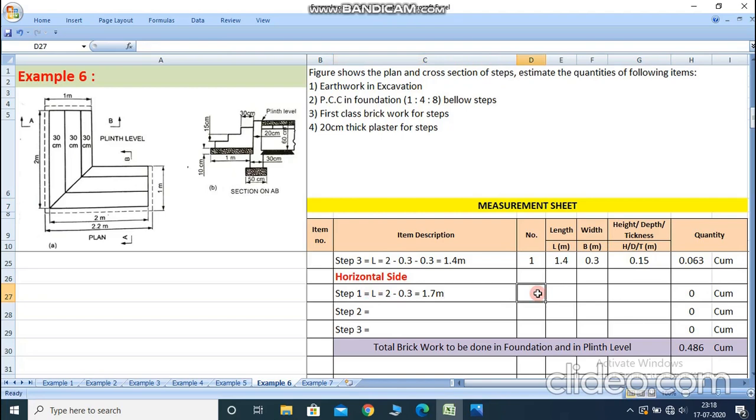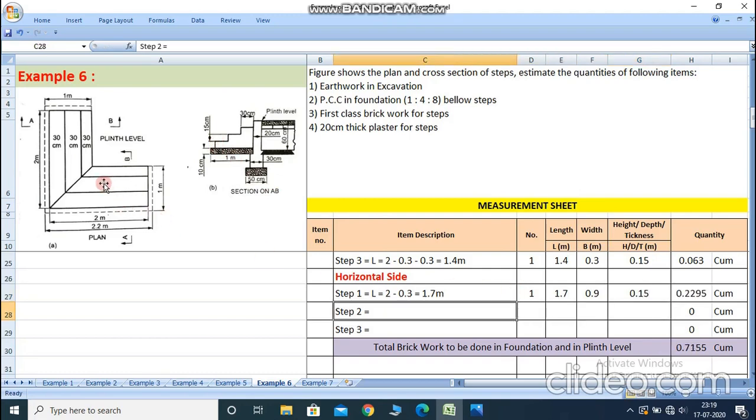So on the horizontal side, number 1 is given, length is 1.7 meter, width we calculated for the first step as 0.3, 0.3 and 0.3. This width we also calculated from the section part as 30 centimeter plus 30 centimeter plus 30 centimeter, so it's 0.9 meter. And height is already given in the section part as 15 centimeter. So write here 0.15 meter.